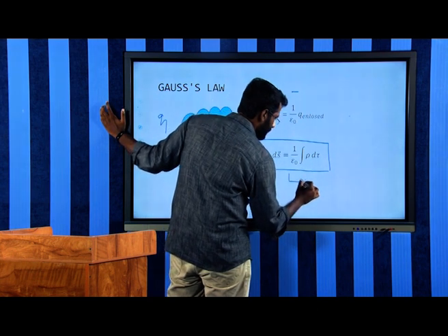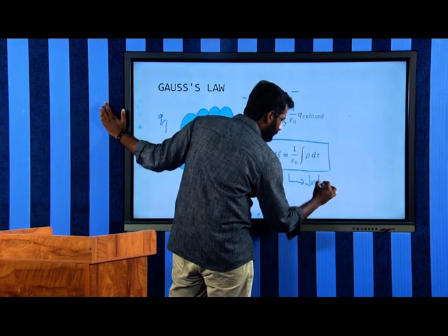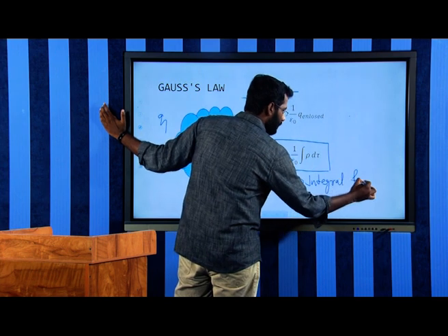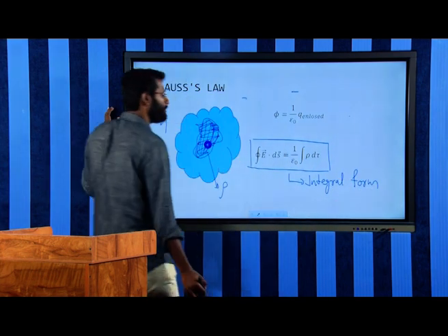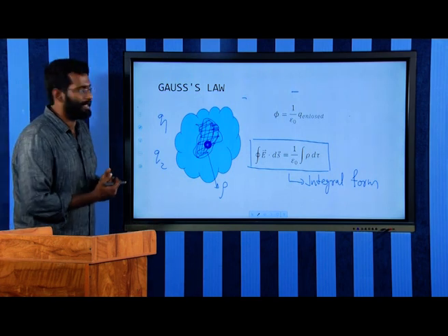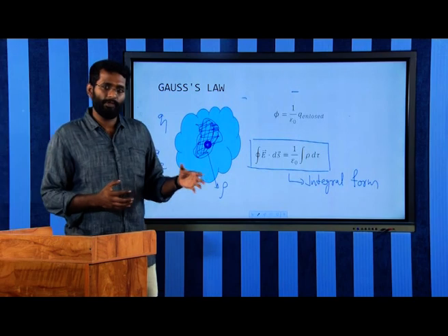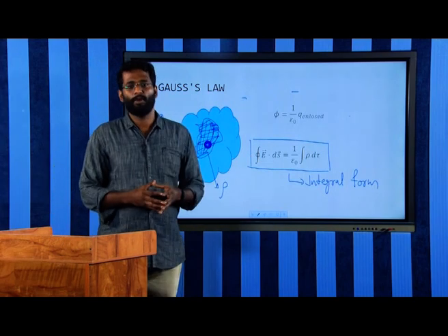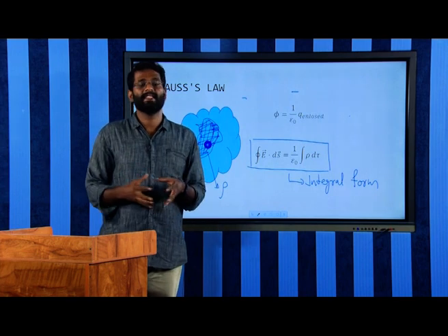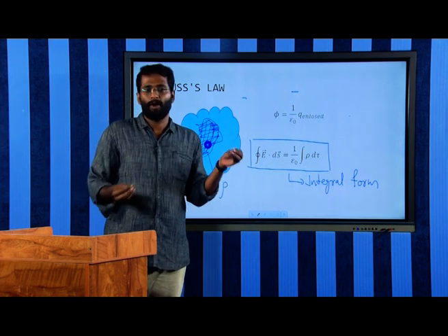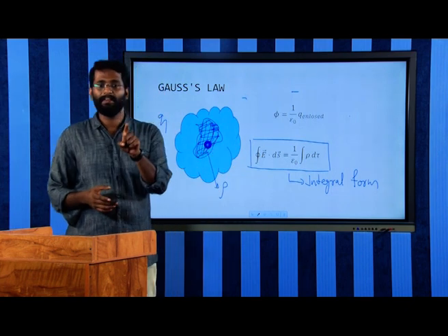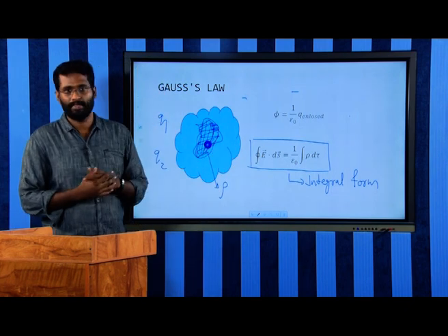So, we call it the integral form. There is another form called the differential form also. We will see that in the next session. Now, we have reached the integral form of Gauss's law, and we can use this law to find the electric field due to many objects very simply. That is the advantage of this law, but again mentioning that we have to use symmetry.